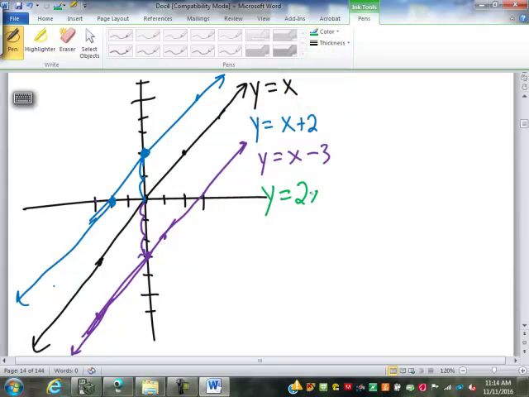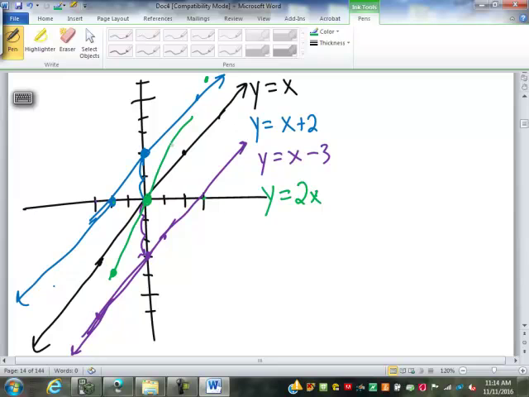What if we multiply x? Y equals 2 times x. Well, now if x is 0, y is 0. It's back to going through the origin again. If x is -2, what's y? Well, 2 times -2 would be -4. So if x is -2, y is -4 down here. If x were 3, 2 times 3 would be 6, so y would be 6 up here.